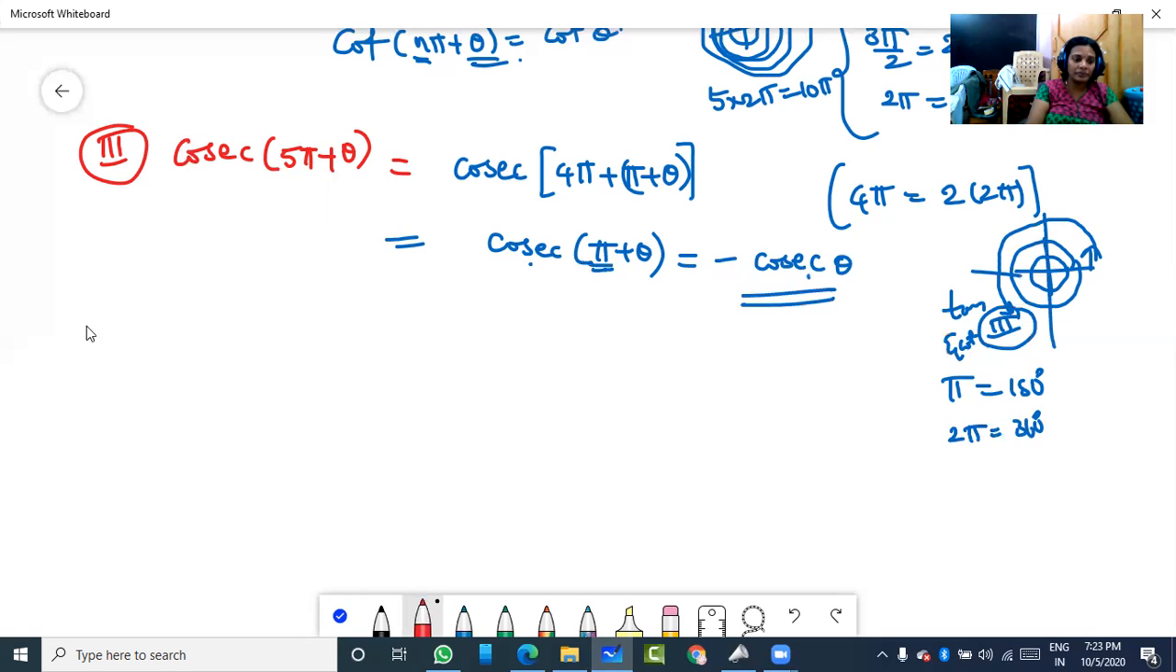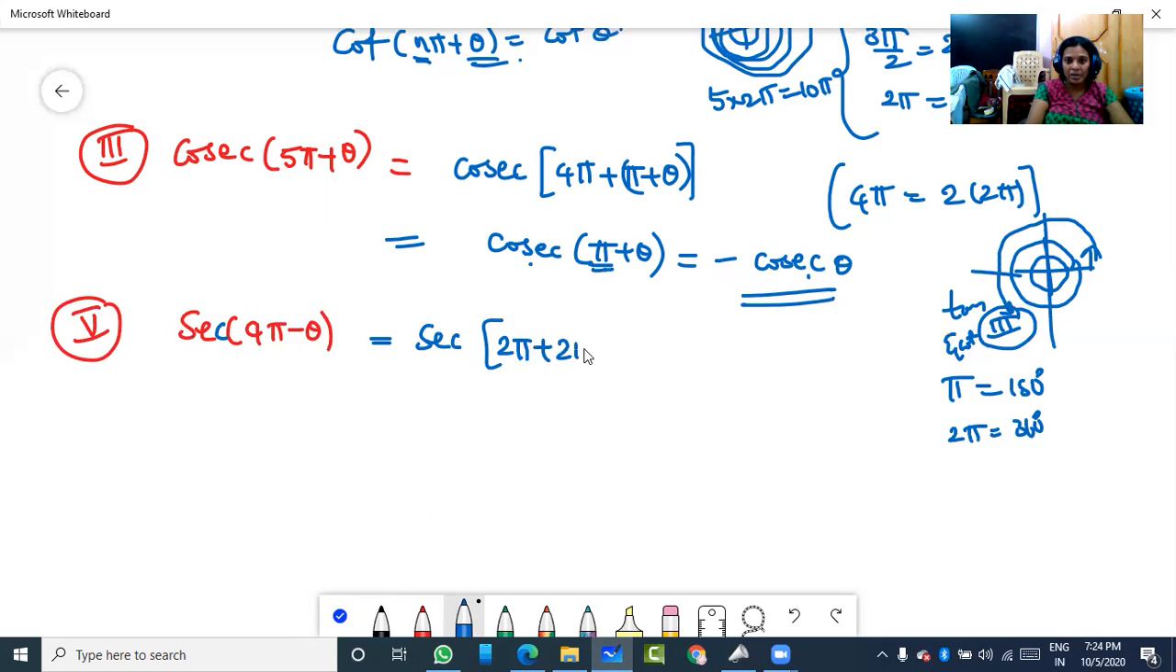Fourth one. Sec of 4π − θ. So 4π − θ means that is sec(2π + 2π − θ). 2π means one complete rotation is completed. One rotation is completed. For 2π, the same function will come. For sec, sec will come, and it goes to the first quadrant, meaning 2π − θ.